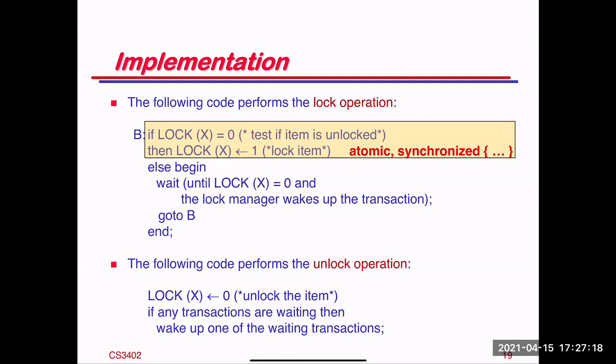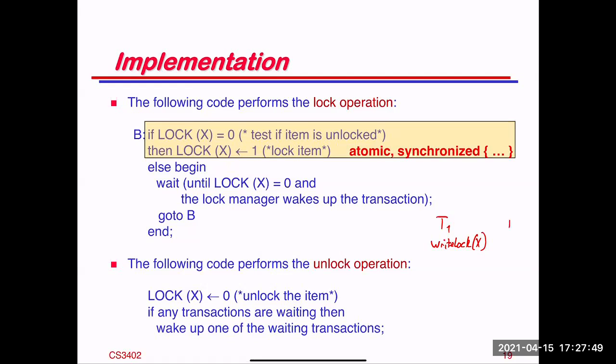Because if you don't do that, well, what can happen? You have one transaction, T1, that tries to, let's say, acquire a write lock on X. So it will execute this code here, and let's assume that X is currently not locked, so this will return 0. All right, great. Then the transaction will next execute this line, so it will try to set the lock of X to 1.